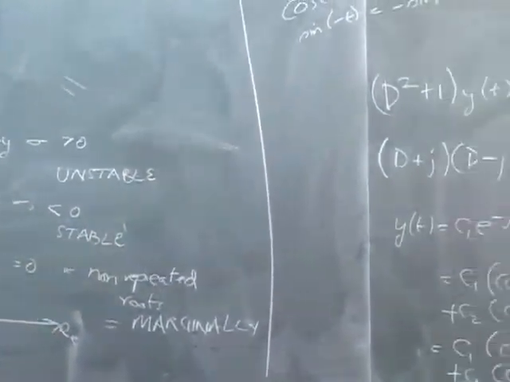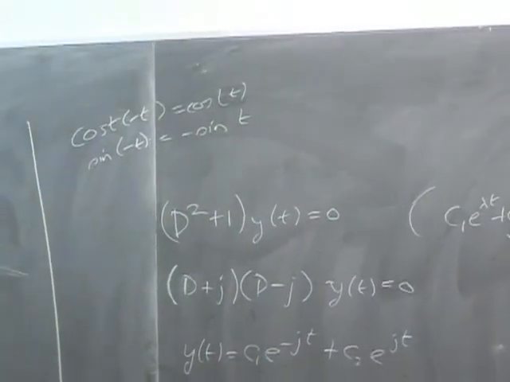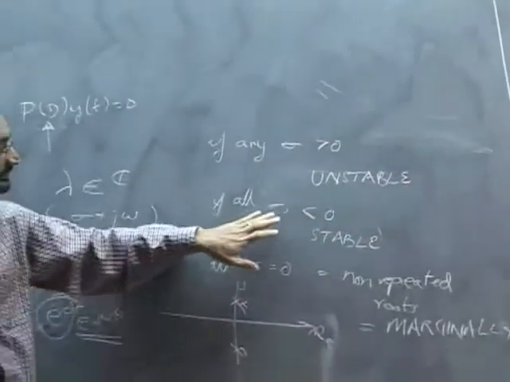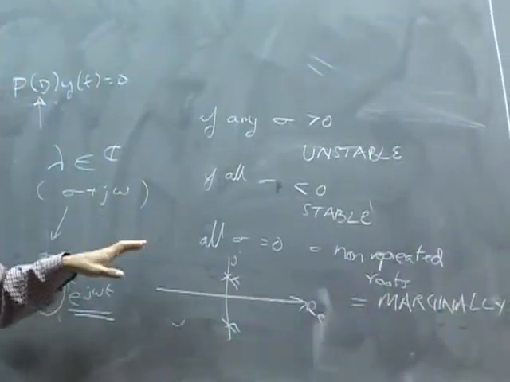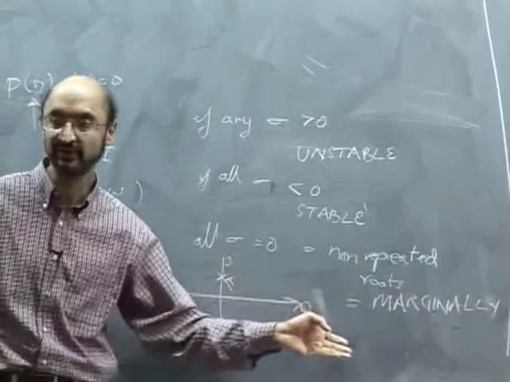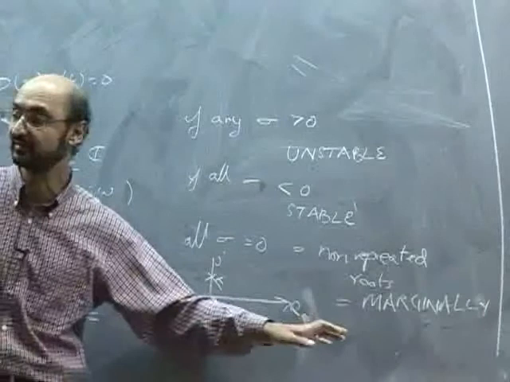So we have kind of 4 cases. If any sigma is greater than 0, unstable. If all sigmas are less than 0, it's stable. If all sigmas are 0 and we have non-repeated roots, it's marginally stable. And if all sigmas are 0 and there's any repeated root, then we have unstable again.